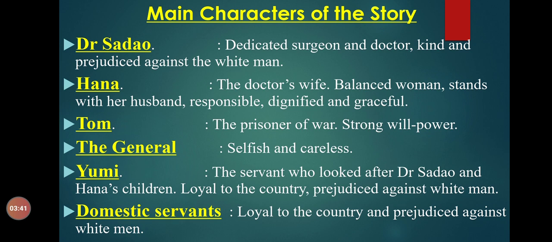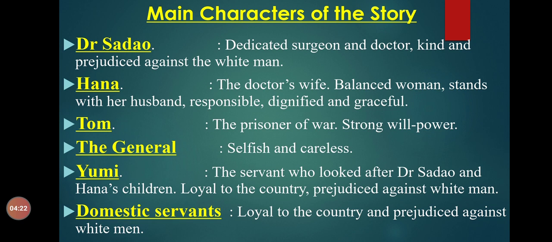Now, before I start explaining the chapter, we should look at the main characters of the story. The first one is Dr. Sadao. Dr. Sadao is a dedicated surgeon and doctor, kind and prejudiced against the white man. The next main character is Hannah. Hannah is the wife of Dr. Sadao, a balanced woman, who stands with her husband, responsible, dignified and graceful. The next main character is Tom.